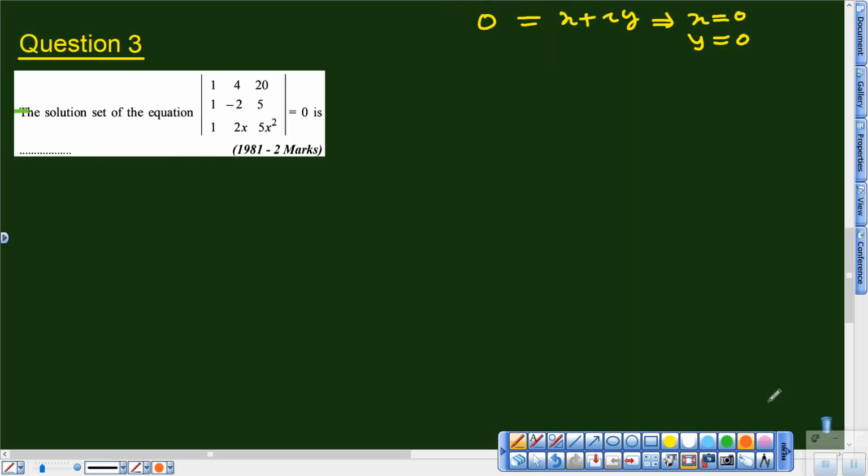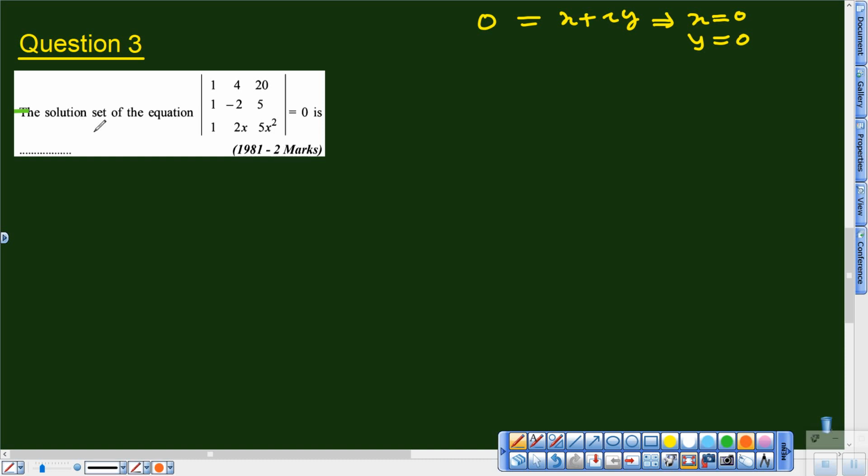Well, this is the third question. It was asked in IIT JEE 1981. Here, a determinant involving x has been equated to 0, and you have to find the roots of the equation. Now, the first question is, what is the degree of this equation?